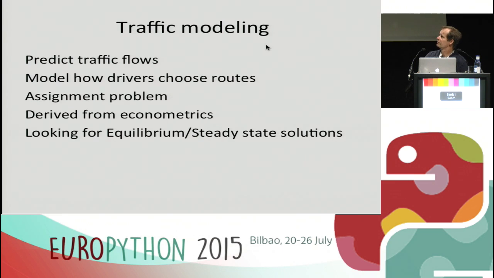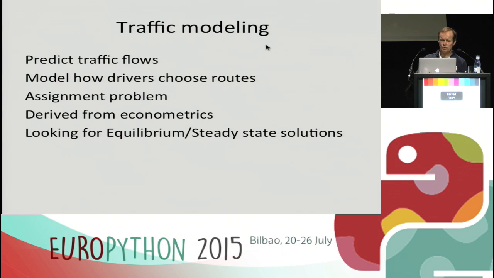But the reason why we want to have a traffic model is we want to be able to predict how the traffic flows through a network. We want to be able to predict where the congestions are, and especially we want to predict how, if we change the network, that would change the flow through the network.